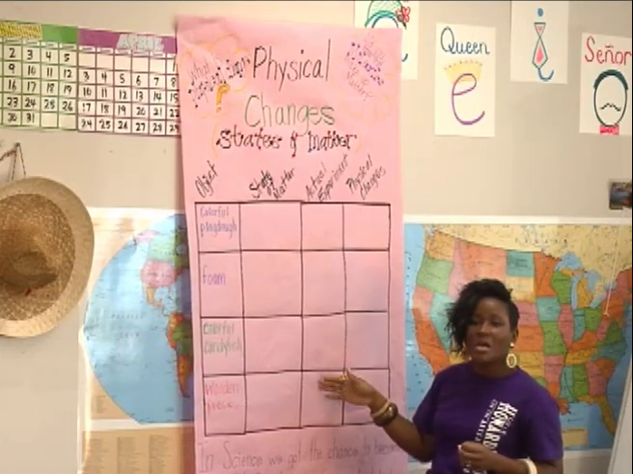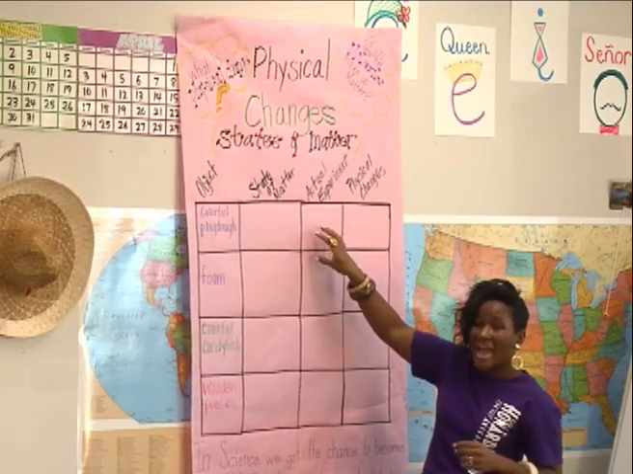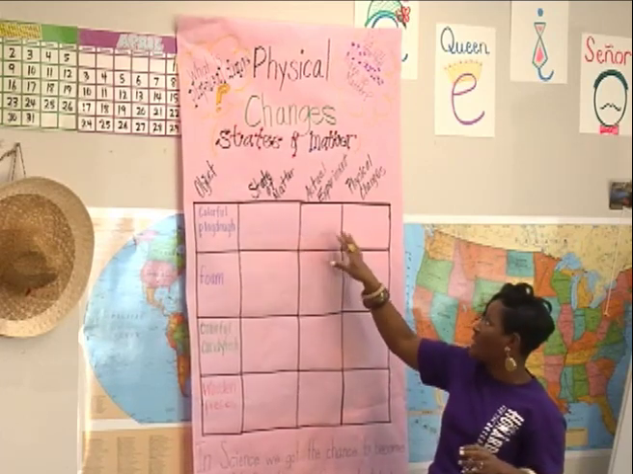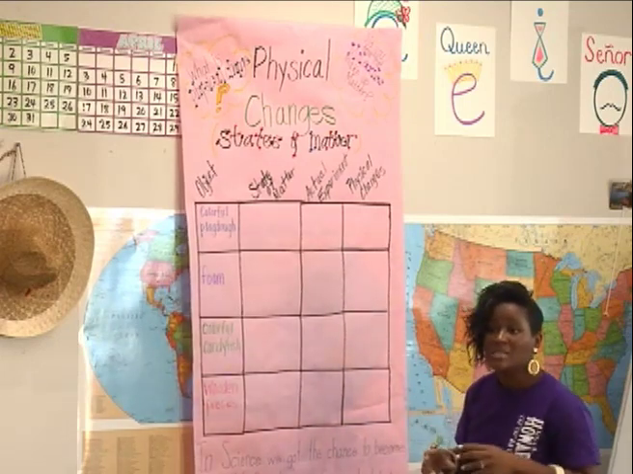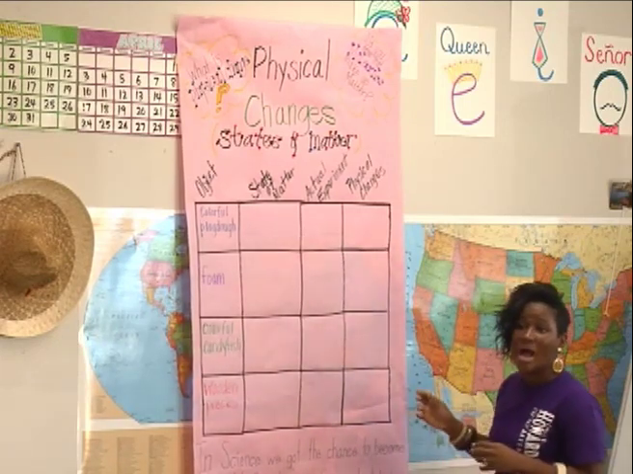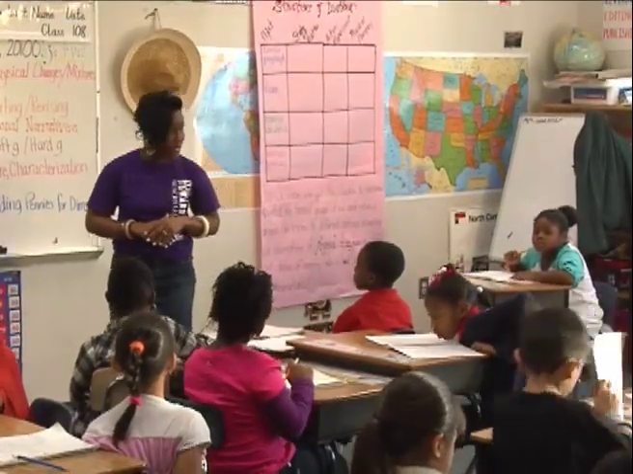In this column, you all were supposed to write about what you actually did in the experiment. And the last column says physical changes. That's the fun part. That's when you're going to use adjectives, words that describe what you saw. A physical change is something that changes right before your very eyes.